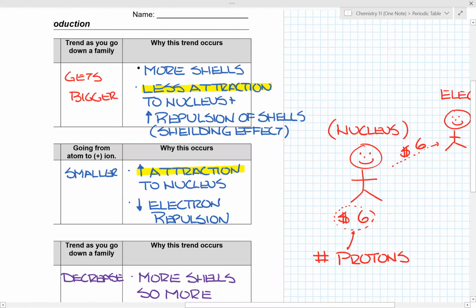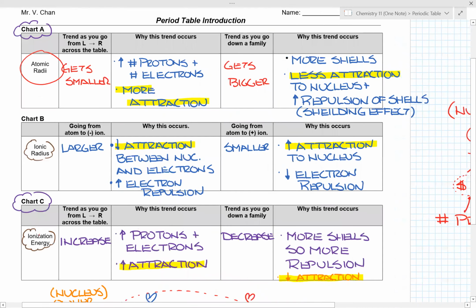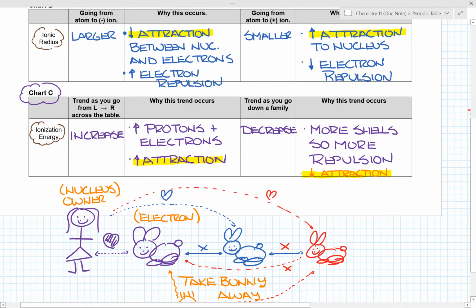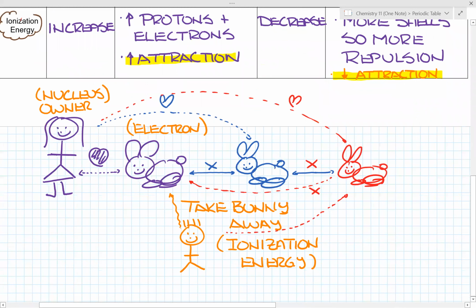All right. Now, the reason why I'm using these analogies is I want you to be able to understand the trends. I do not want you to just try to memorize these. Understand the attraction, understand this analogy. How does it work?